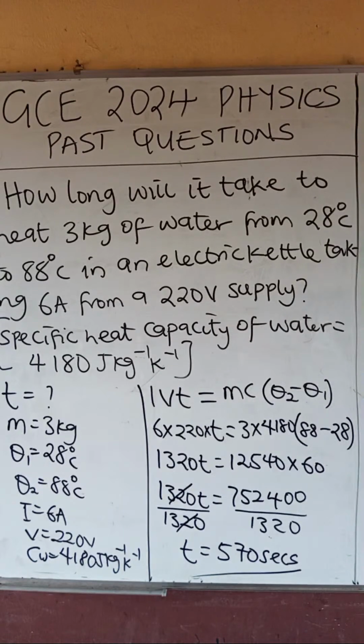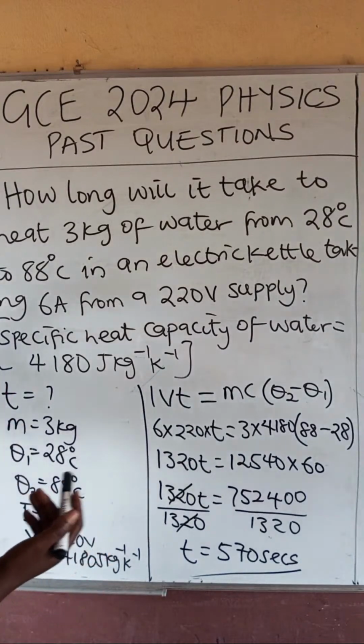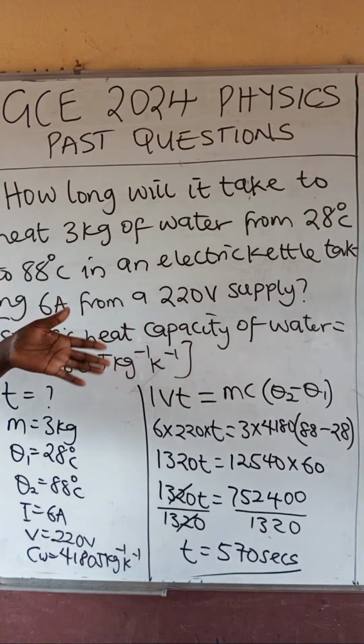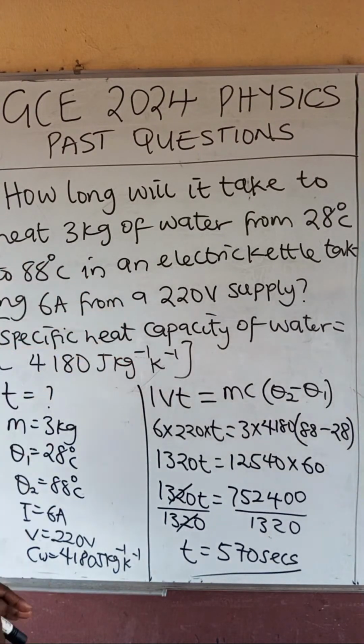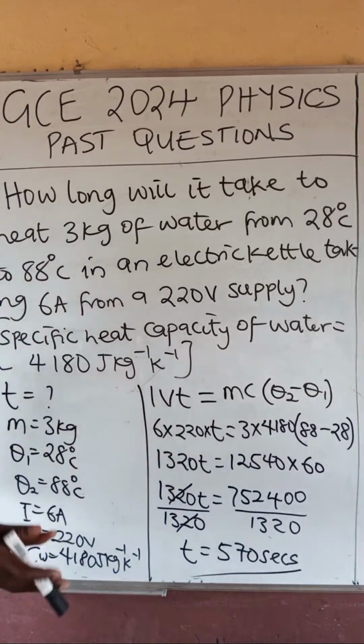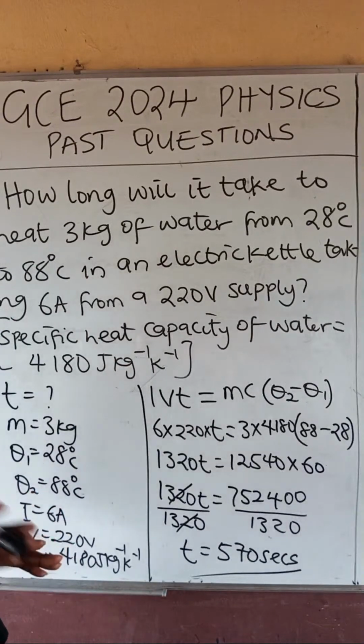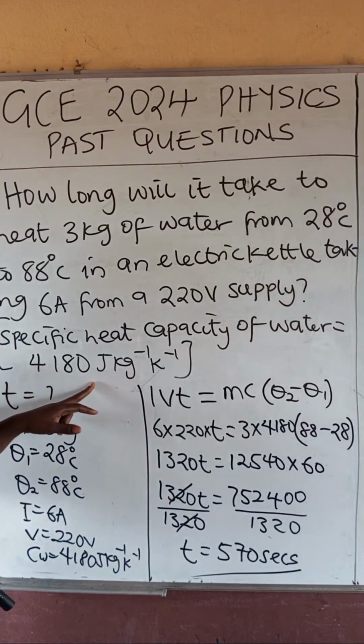I really appreciate. All right, let me do a recap. Let me explain it again. The question says, how long will it take to heat 3 kilograms of water from 28 degrees Celsius to 88 degrees Celsius in an electric kettle taking 6 amperes from a 220 volt supply? Given that the specific heat capacity of water is 4,180 joules per kilograms per Kelvin.